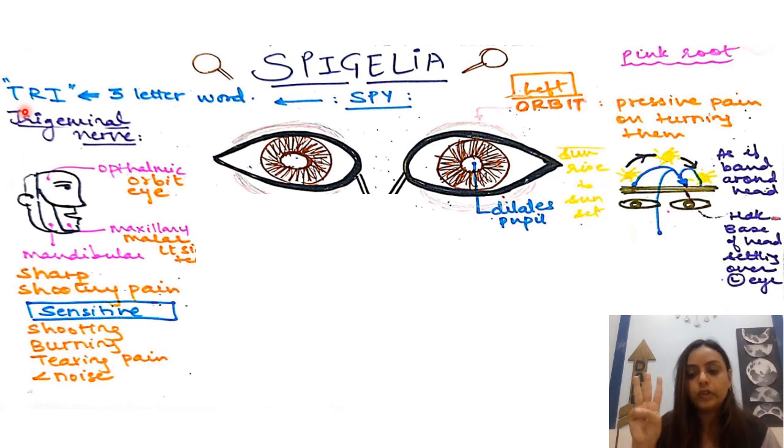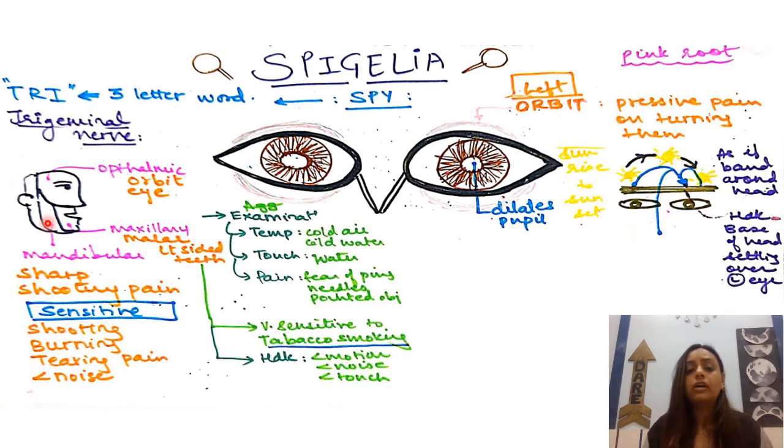Because it has three roots. Okay, so the word spy has three letters. From that we will remember trigeminal nerve, and trigeminal nerve is labeled tri because it has 3 roots. So first root is the ophthalmic branch. Then we have maxillary and mandibular. So in this face structure, we know that the nerve innervates these particular areas. There's an ophthalmic area, there's a maxillary area, and there is a mandibular area that's near the lower jaw.